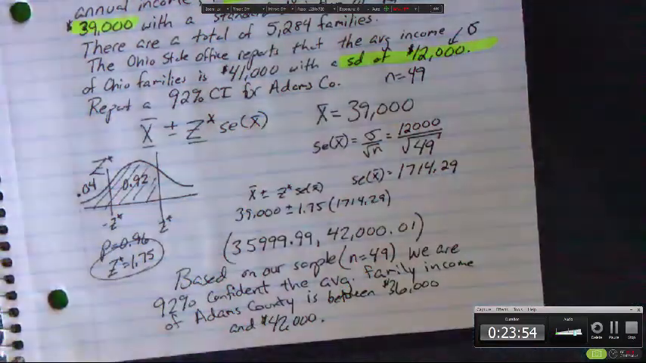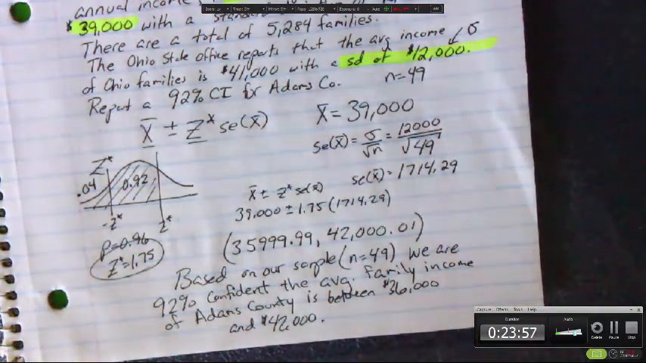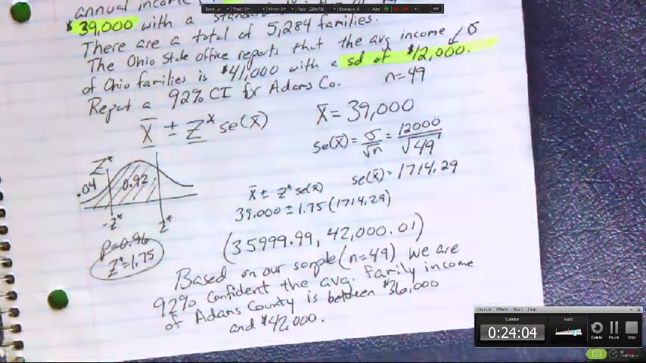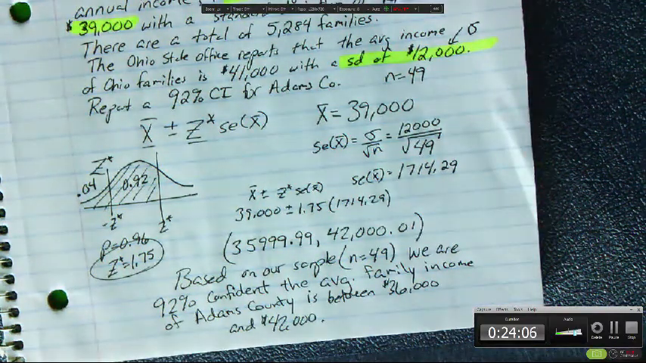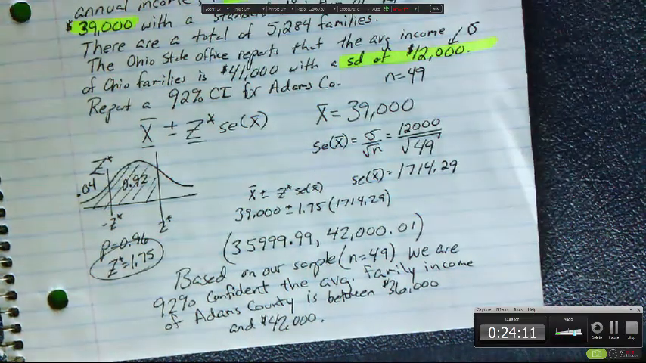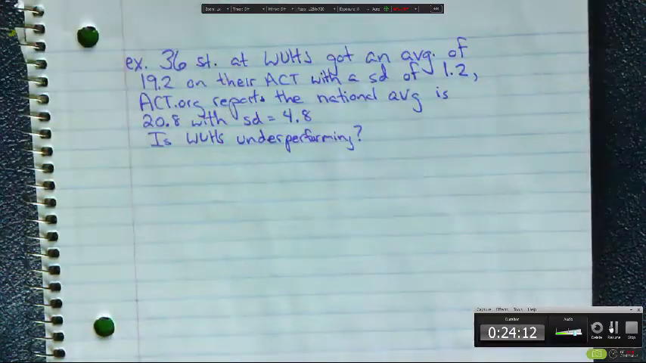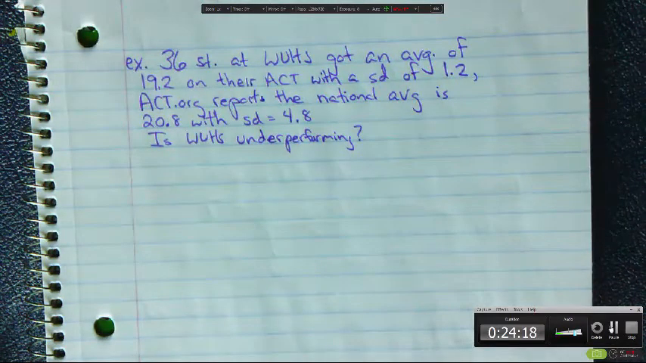I was watching the news, and our school district is considered a socioeconomically disadvantaged school district. The reason that's calculated is it figures out what school districts are below the state average. Give me a second. I'll work through this problem. 36 students at West Union High School got an average of 19.2 on their ACT, standard deviation of 1.2. ACT.org reports the national average is 20.8 with a standard deviation of 4.8.